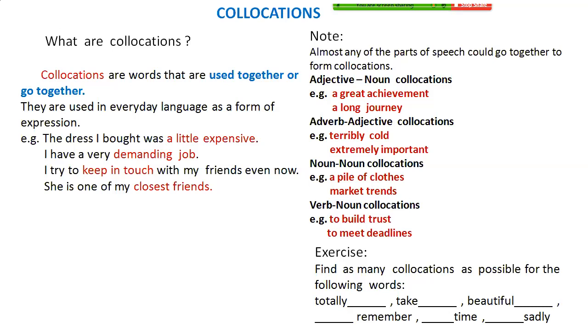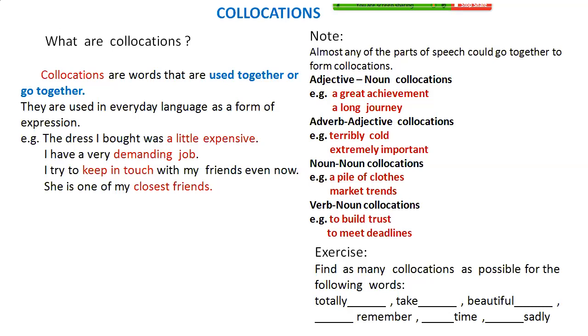Collocations can also be formed using a noun-noun combination. Like, for example, a pile of clothes, where a pile is a noun and clothes also is a noun. Or take, for example, the collocation market trends, where market also is a noun and trends, which means fashion, is also a noun.